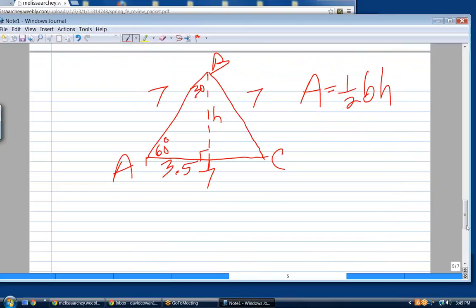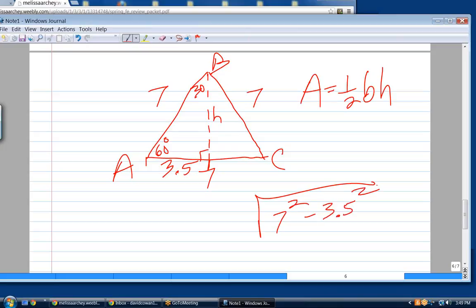Right, so the hypotenuse would stay 7. So then you just do the square root of 7 squared minus 3.5 squared. Good. And then the height is 6.6. Okay. 6.06, sorry. 6.06.